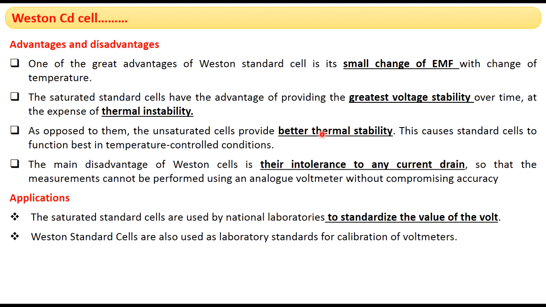In the case of unsaturated Weston cells, thermal stability is high compared to saturated Weston standard cells, and these cells are best used in temperature controlled conditions. The main disadvantage of Weston cells is their intolerance to current drain. So Weston cells should not be used with analog voltmeters. If used, they lead to wrong results.